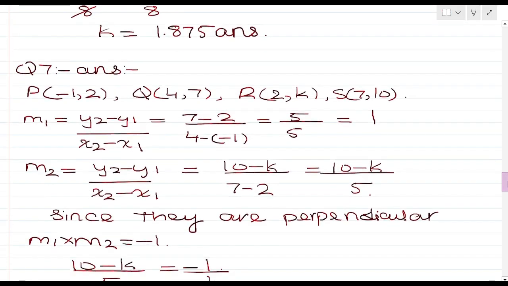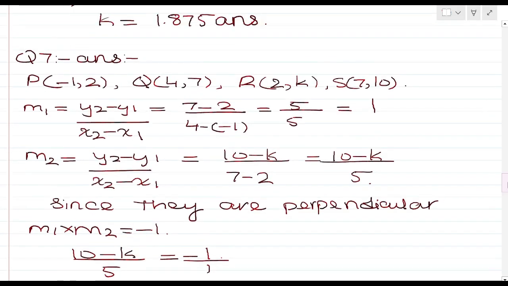Okay, in question number 7, here we are given the points P, Q, R, S, and in the question it is provided that these lines are perpendicular to each other. So if you look at P and Q, we are going to find their gradient. We have negative 1 comma 2, and in Q we have 4 comma 7. So finding the gradient of m1, that will be y2 minus y1 divided by x2 minus x1. We can write 7 minus 2 divided by 4 minus bracket minus 1, that is 5 by 5 or simply 1.